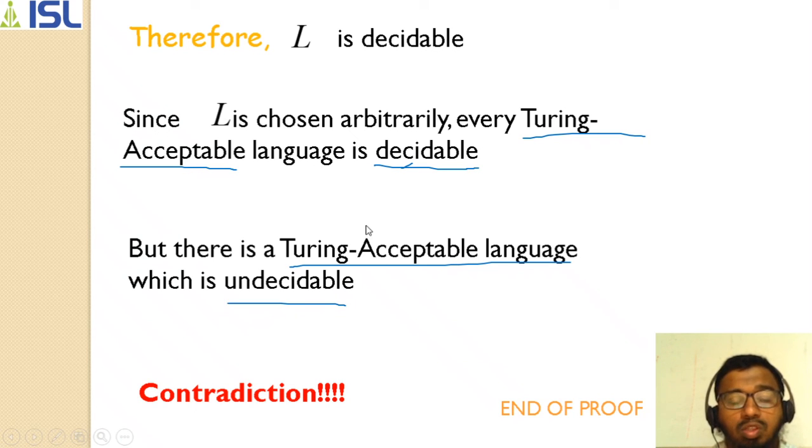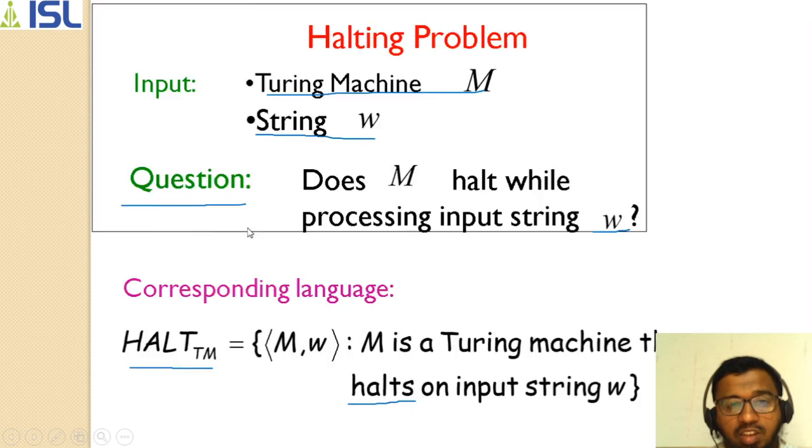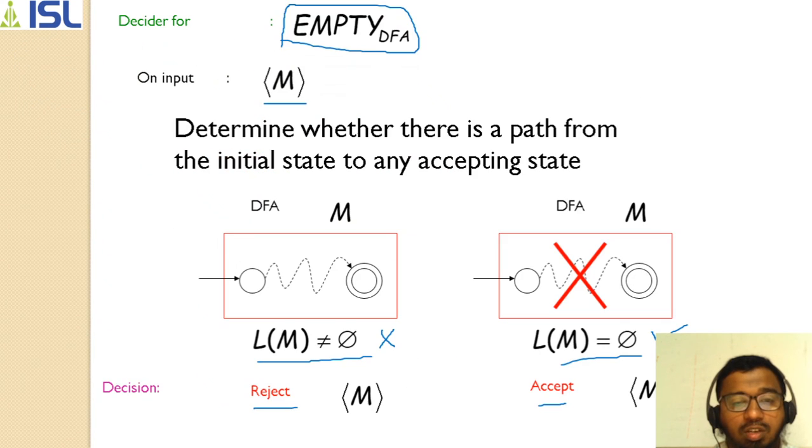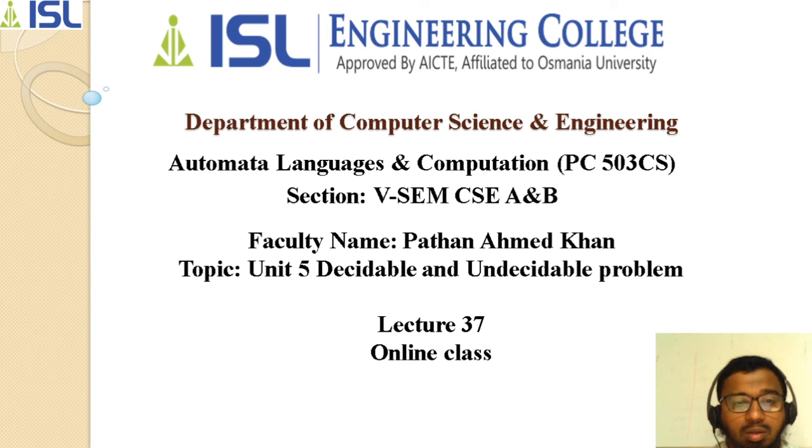We are saying both things; it depends on the problem. Most of the time a Turing acceptable language is undecidable, and sometimes a Turing acceptable language is decidable. So this is about today's lecture. This is a basic introduction to decidable and undecidable problems. I hope it is clear.